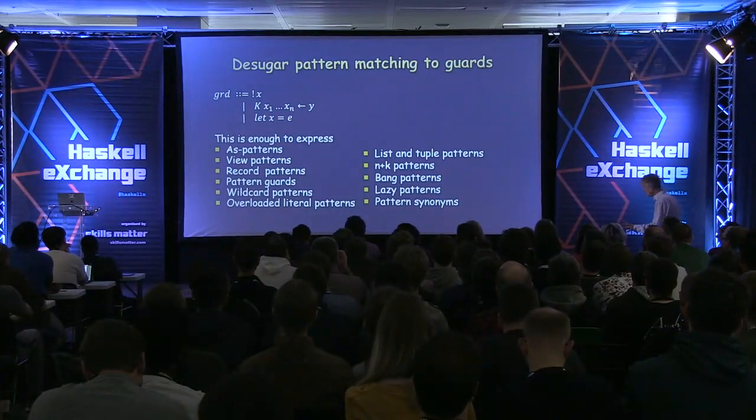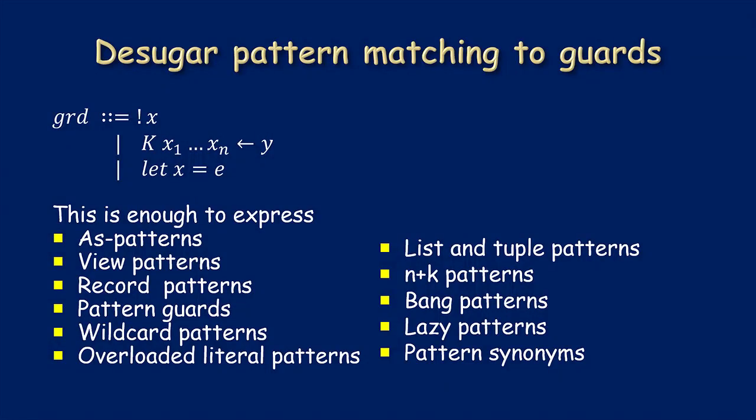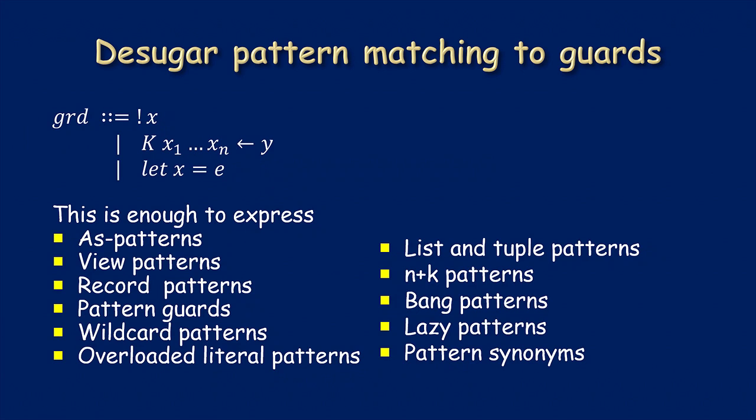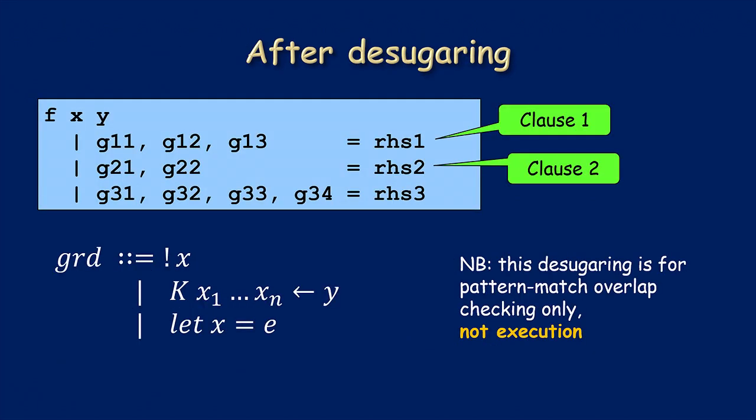So the nice thing is this is the syntax for guards. Just these three things: bang x, a pattern match with variables, and a let with an arbitrary expression on the right. Remember, that was all I needed. I can take all of this stuff and desugar it into just these three. So thumbs up, that's the desugaring step. This only happens for doing pattern match warnings. I'm not going to execute this. This is just for generating warnings.